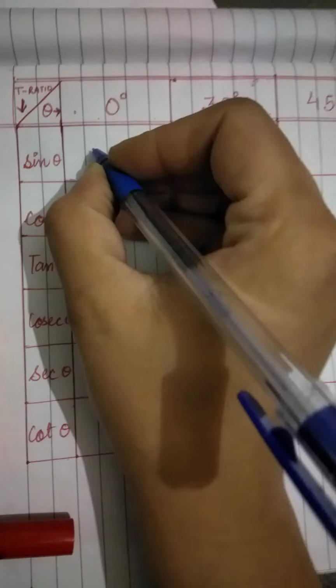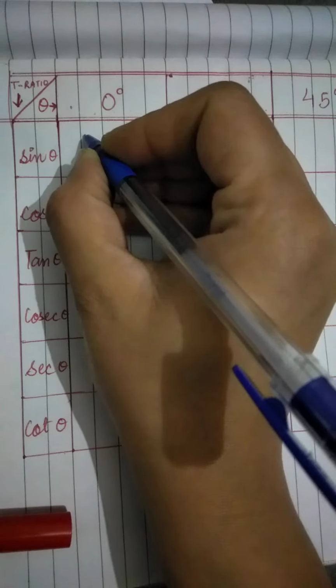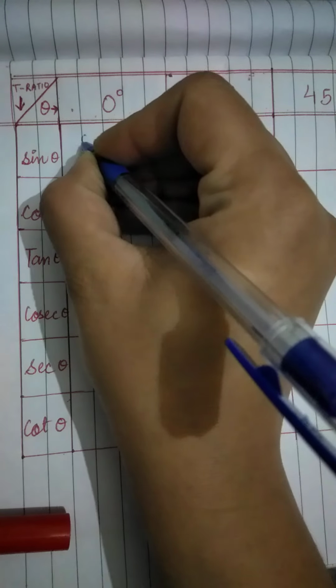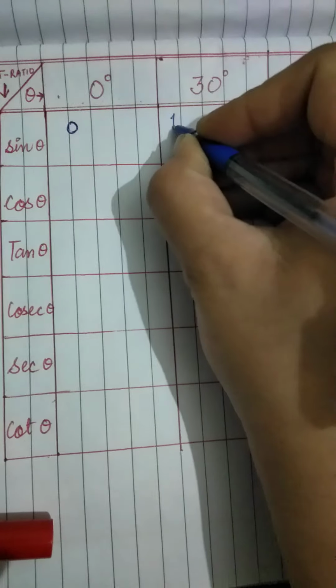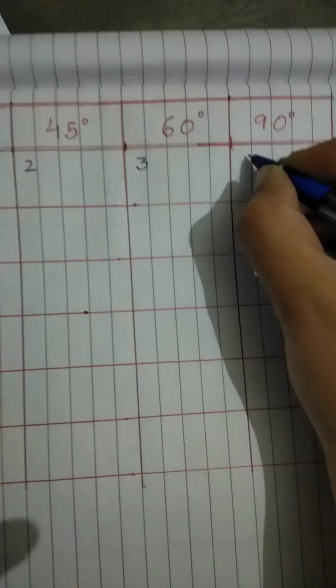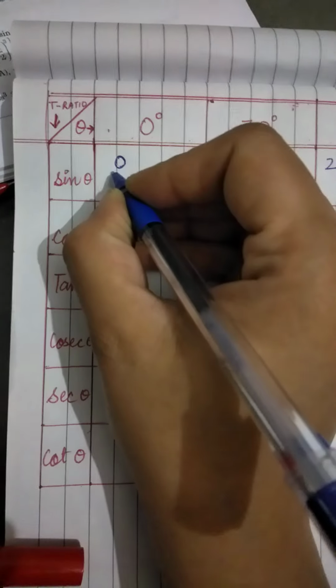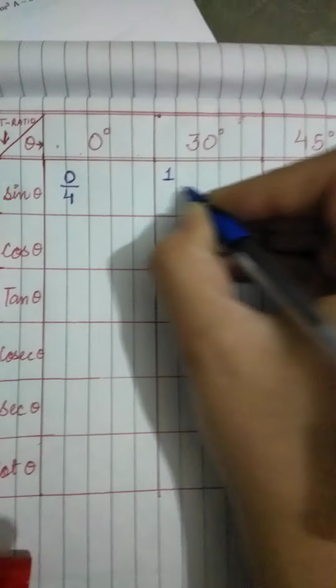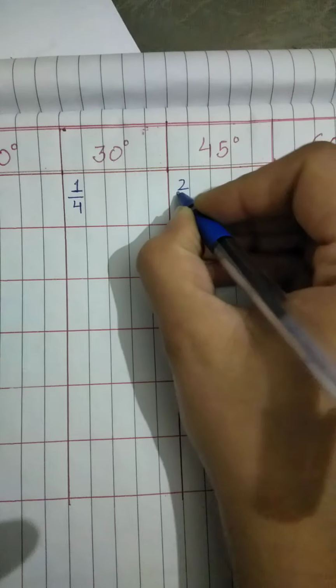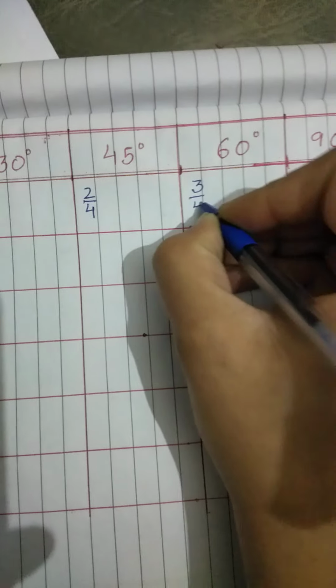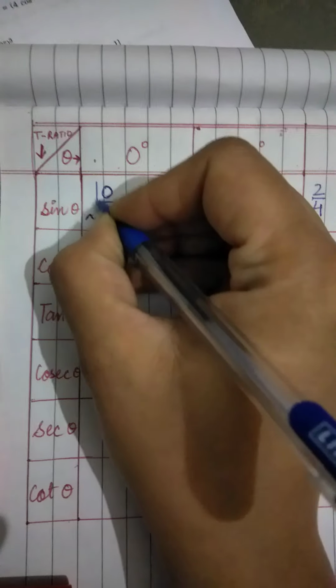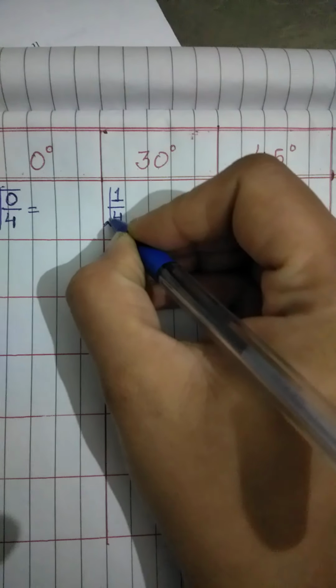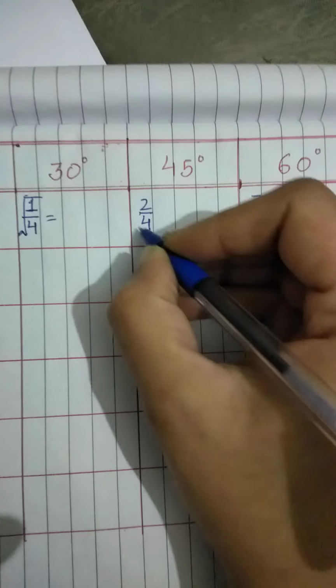So for finding these values, firstly we will write 0, 1, 2, 3, 4. After that we will write 4 in the denominator, and the next thing is we will put an under root for all these values.